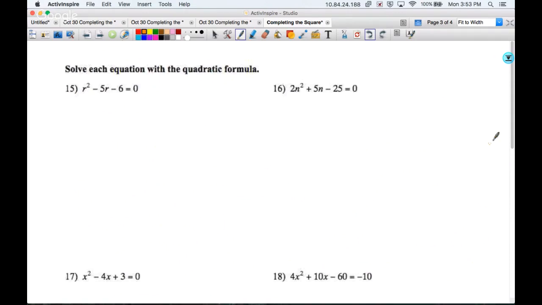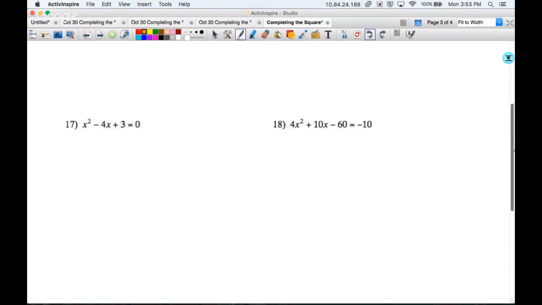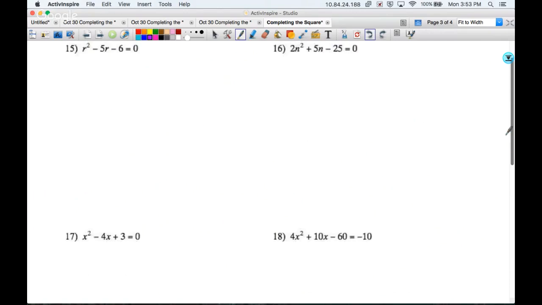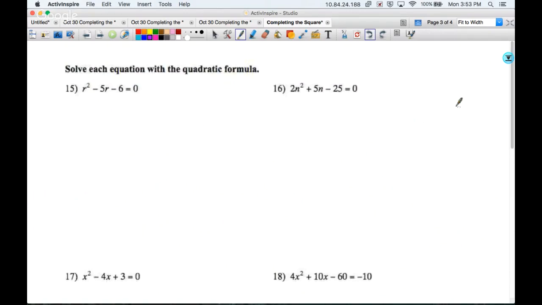Solve with the quadratic formula. Let's just do one of these and then call it good. Looking for a somewhat unusual one. All these look like they're not too bad. I guess 16, just because we have an a value that isn't 1. When I solve using the quadratic formula, the first thing I do is I write out what each of the values is equal to. A equals 2, B equals 5, C equals negative 25. Those all come from standard form ax squared plus bx plus c.